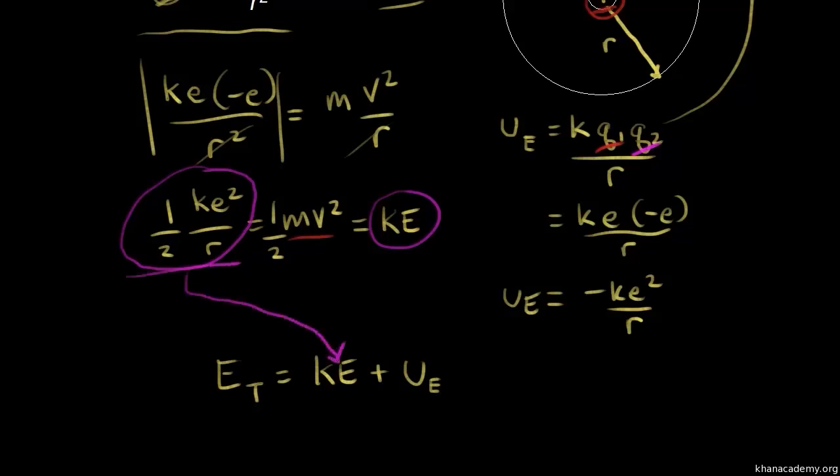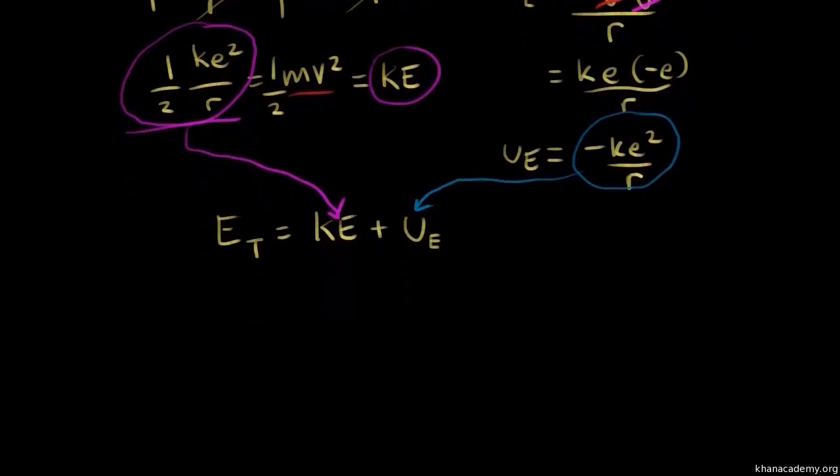And then we also found the electrical potential energy is negative ke squared over r. So we plug that in, and now we can calculate the total energy. So we get some more room. The total energy is equal to half ke squared over r, our expression for the kinetic energy, and then this was plus, and then we have a negative value. So we just write minus ke squared over r.